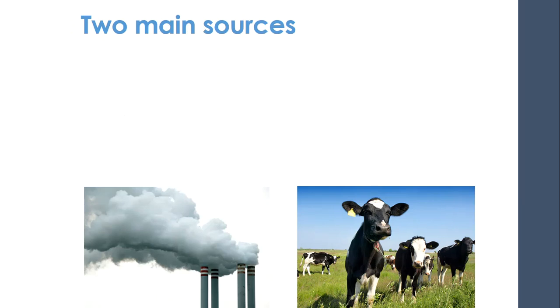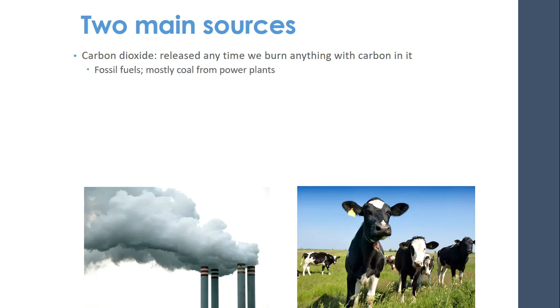And so what are our two main sources of greenhouse gases that we're adding to the atmosphere? The first is carbon dioxide, which is the one that we probably hear the most about. It's released anytime we burn anything with carbon in it. So that includes all fossil fuels. We get a lot from coal when we burn it in power plants. Coal is kind of falling to the wayside.